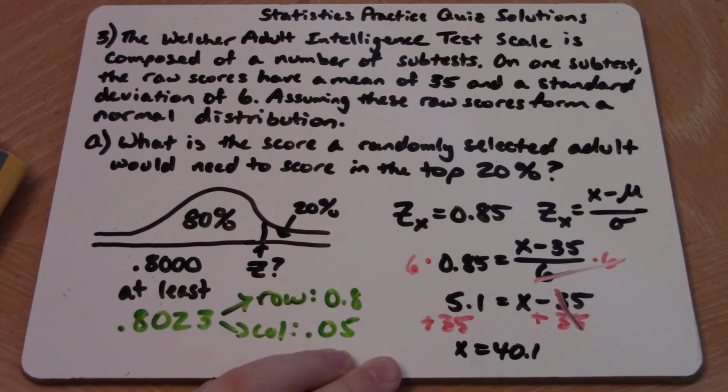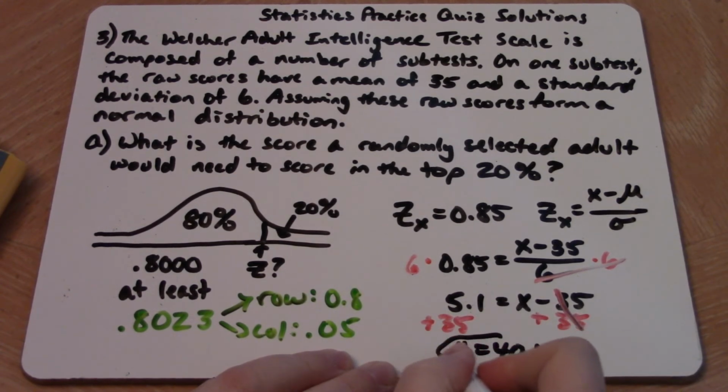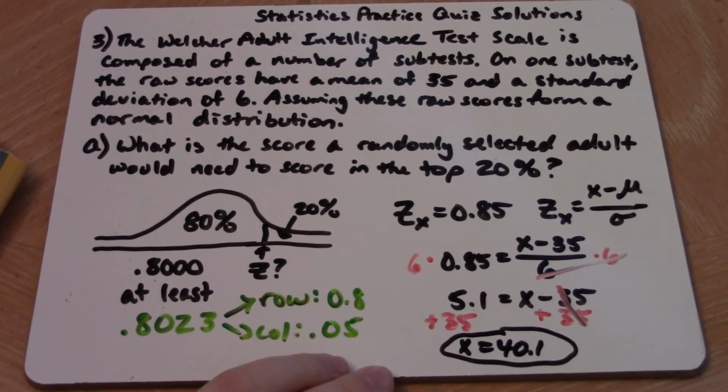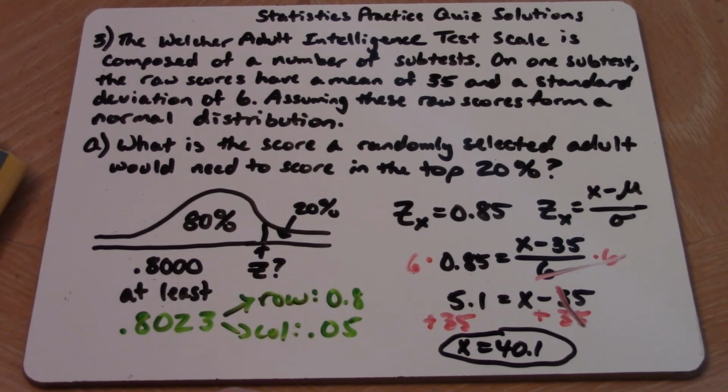Now we do not have any way to figure out whether this test allows decimal answers, so that is the answer that we are going to provide. In order to get into the top 20%, and you should put this into words, you would say that a randomly selected adult would need to score at least a 40.1 on this test.